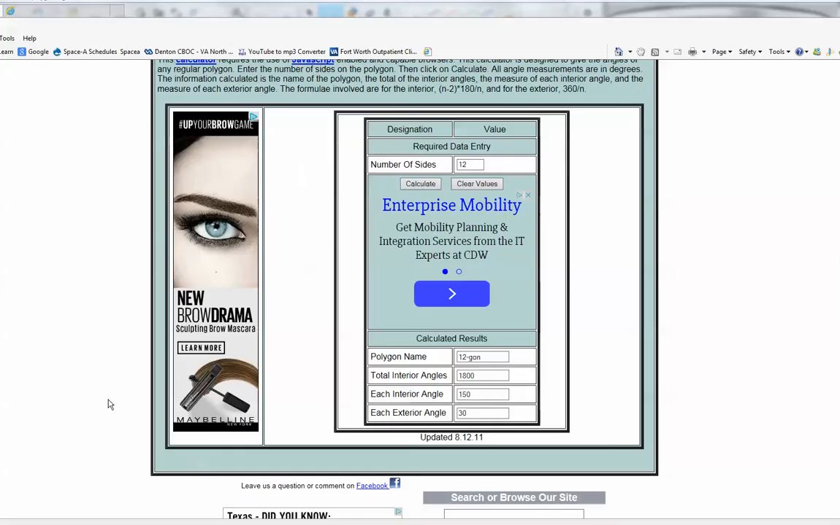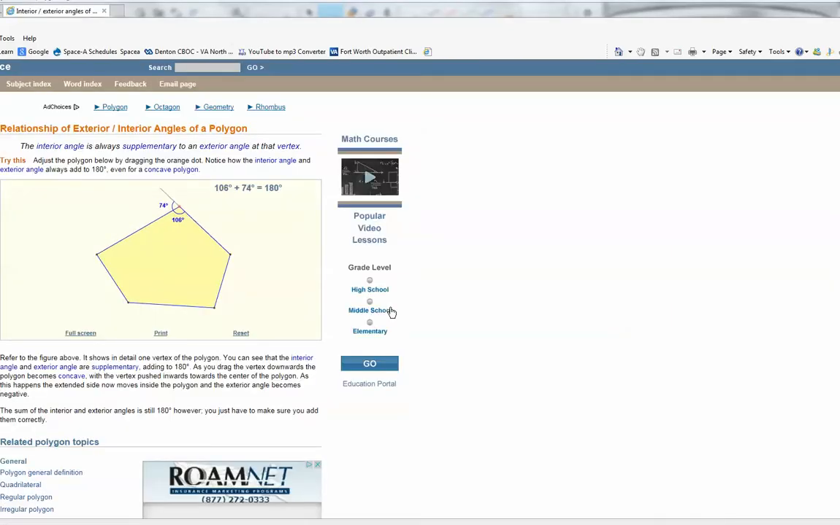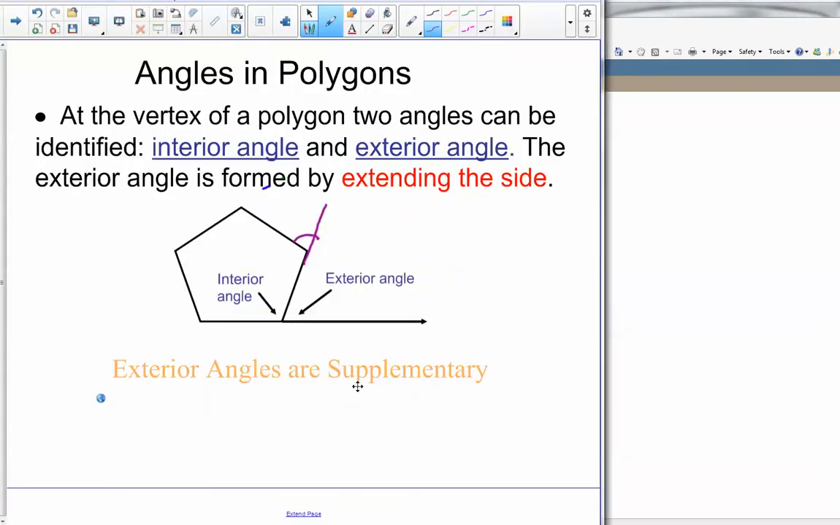Oh, and Math Open Reference is a really good site. So what we have here is this cool polygon that we can play with. I suggest going to Math Open Reference and checking out all the cool stuff. They have so much geometry stuff. As you can see, 104 plus 76 is 180. So the interior angle plus the exterior angle adds up to 180, no matter how I do it. Now, with concave, we get a little bit different situation going on. But we can play with these all day. So, moving on.